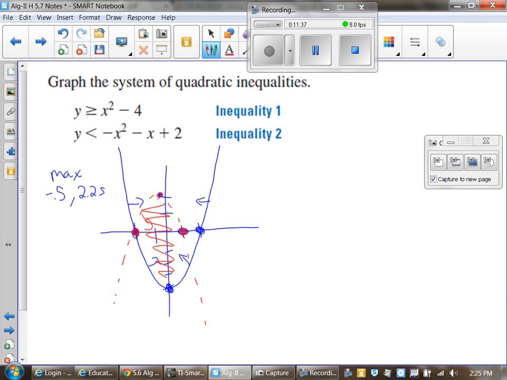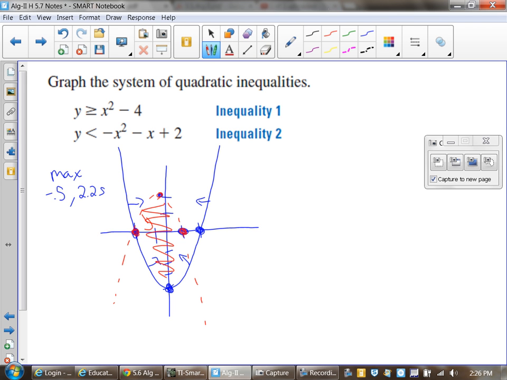Remember, when you are graphing a system, just graph them one at a time. Use your calculator to find your maximum or minimum. Use your calculator to find your zeros. Solid or dotted, and which way is it shaded? Yes, sir. We have to find the intersection points between those. And like I said, using the calculator makes life a lot easier, okay?